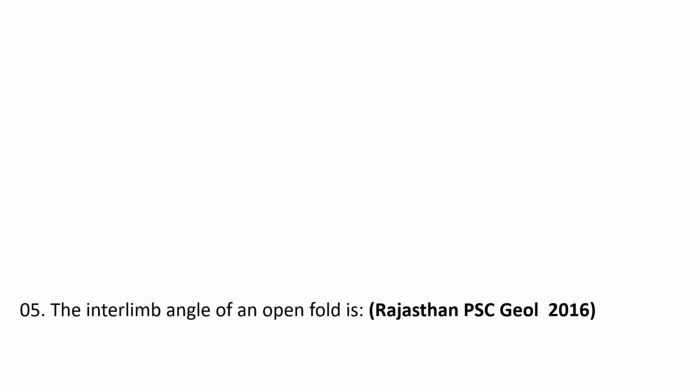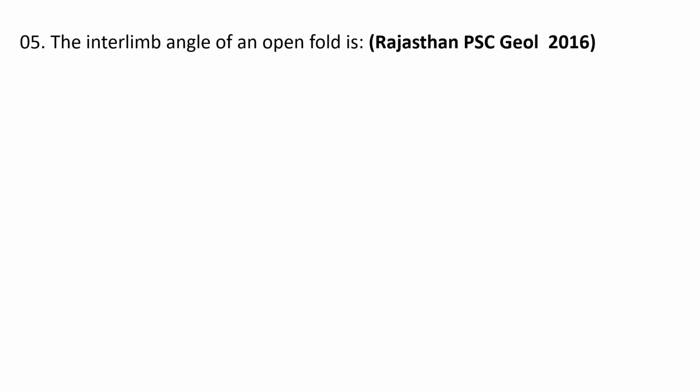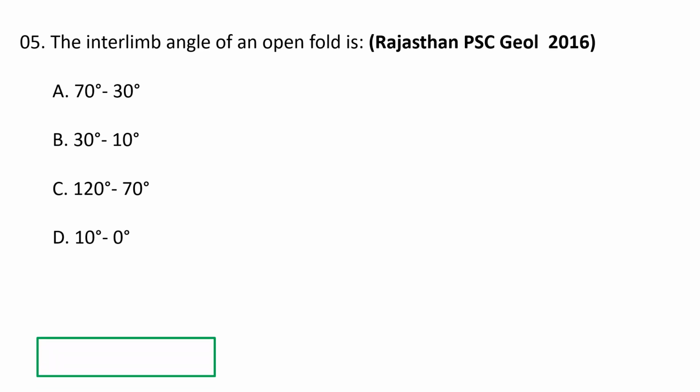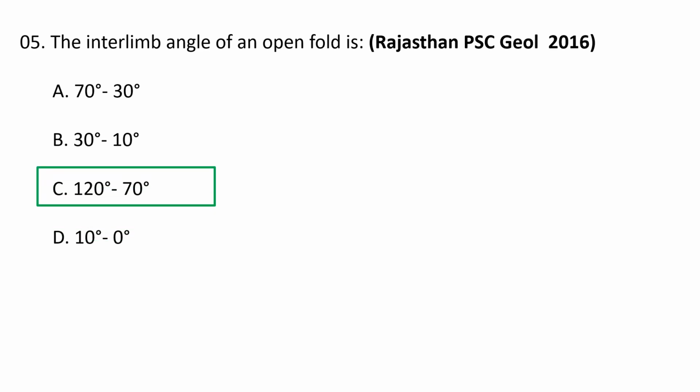Next question. The interlimb angle of an open fold is A. 70 to 30 degrees, B. 30 to 10 degrees, C. 120 to 70 degrees and D. 10 degrees to 0 degrees. The interlimb angle of an open fold is 120 to 70 degrees. According to fold tightness, gentle folds have an interlimb angle between 180 and 120, open folds range from 120 to 70 and closed folds from 70 to 30. The open fold is about 120 to 70. C is the correct option.